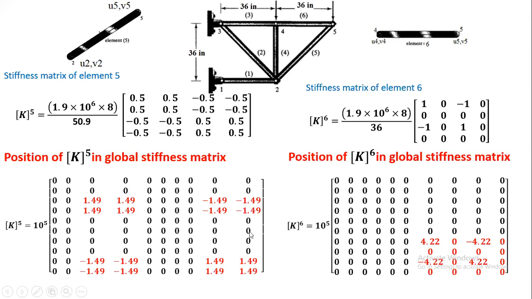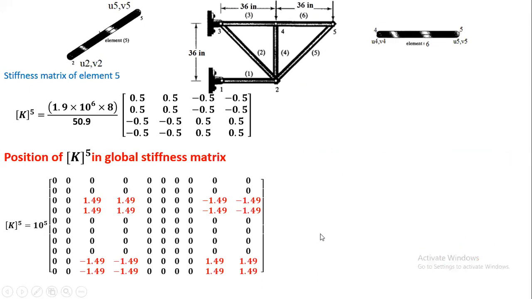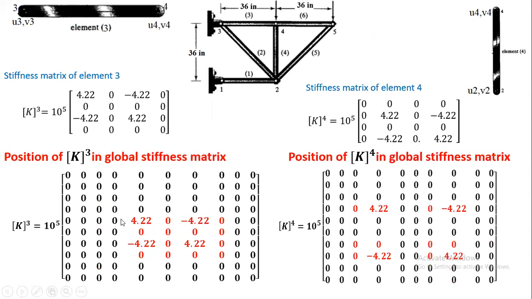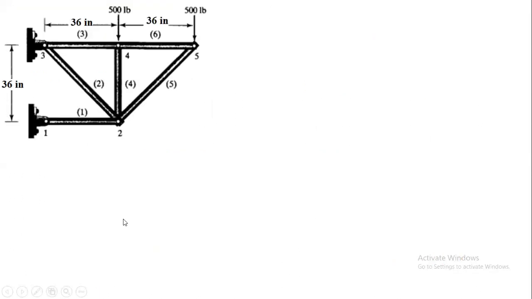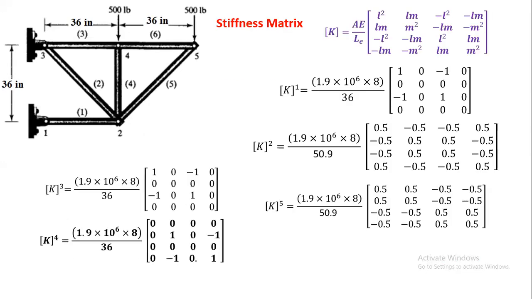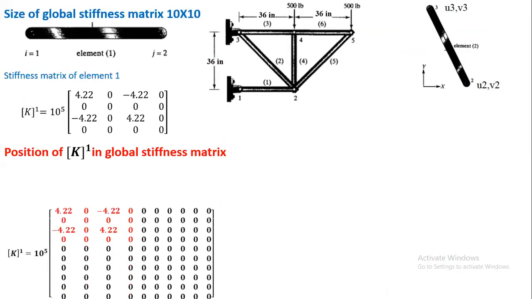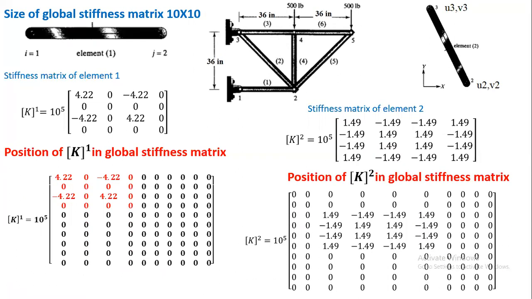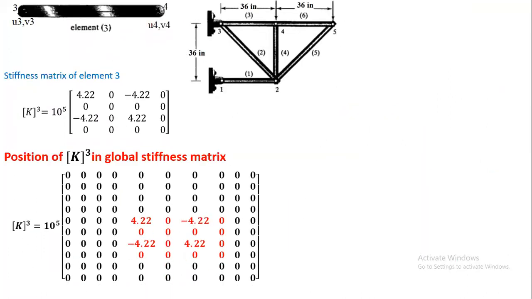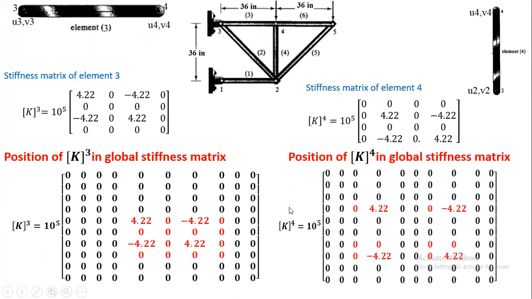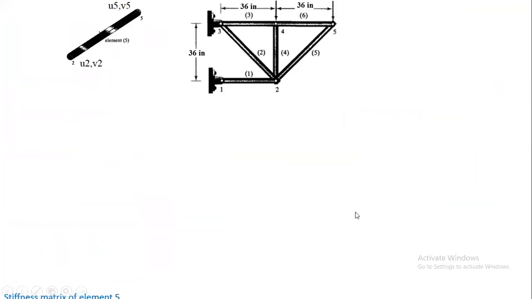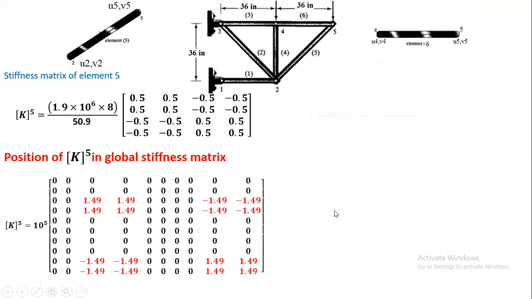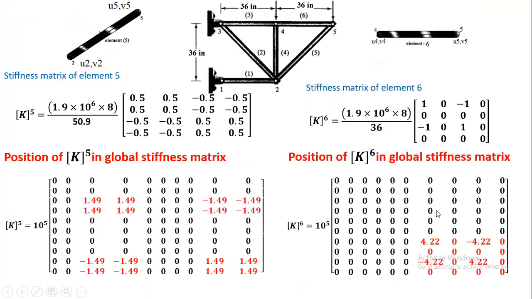After forming these matrices, you take the addition of this K1, this K2, next this K3, this K4, next this K5 and this K6. When we add all these things, we will get the global stiffness matrix.